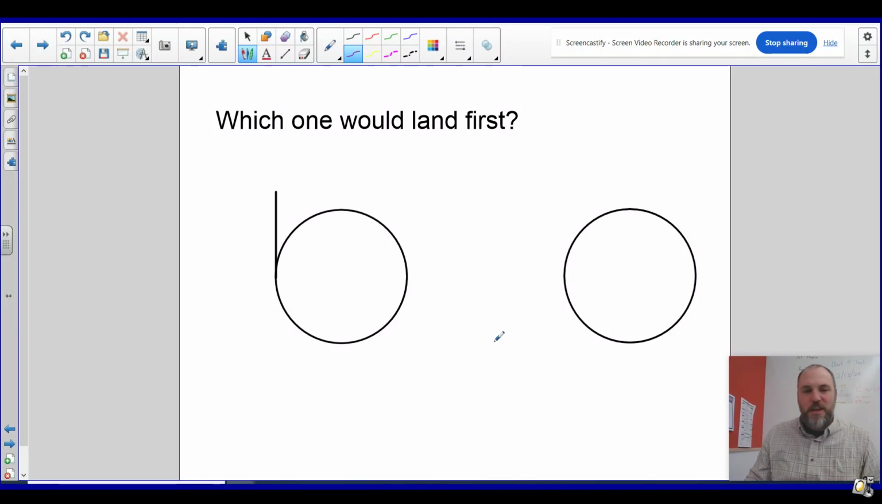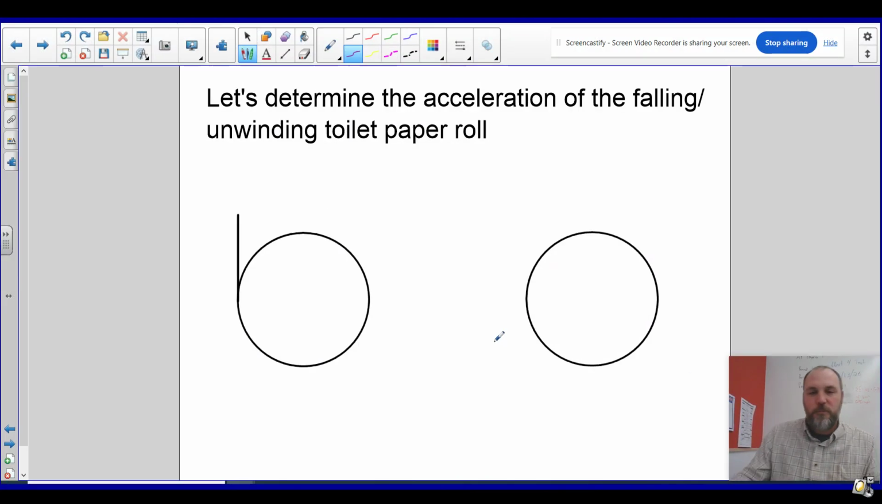What I'd like to do on the next page is actually go through and see if we can determine the acceleration for both of these. Okay, in order to do that, anytime we have rotational motion, so imagine when I let go of this toilet paper roll and I hold on to one edge, it's going to unravel like this in a clockwise direction. So when I have rotation, I want to do not just a free body diagram, but also a torque diagram.